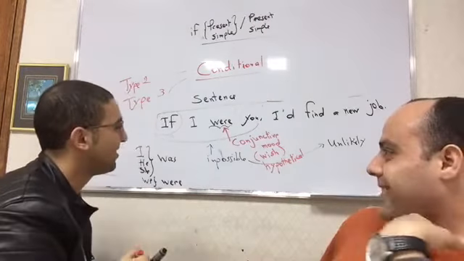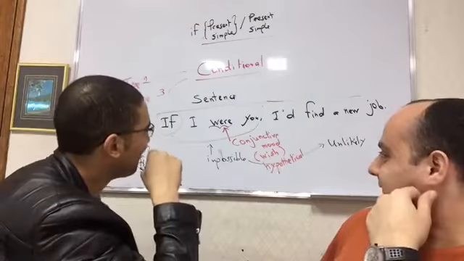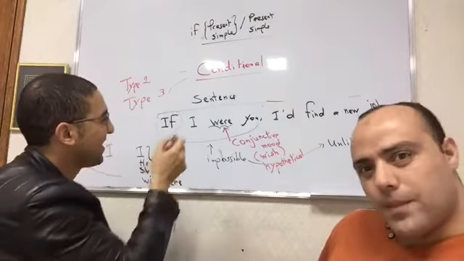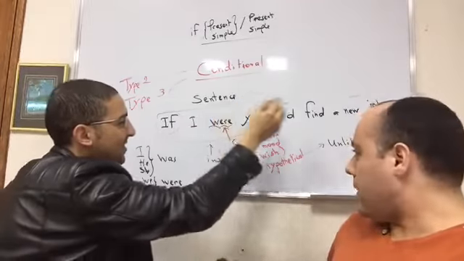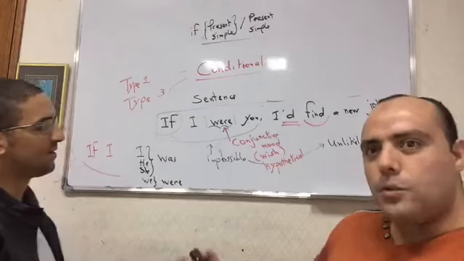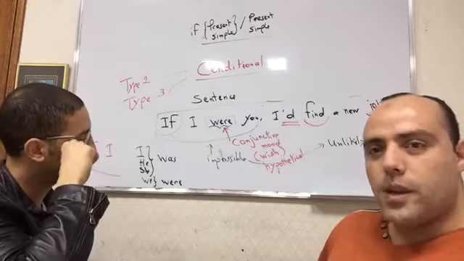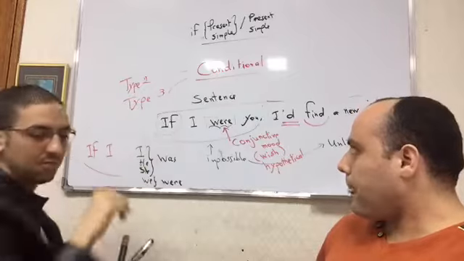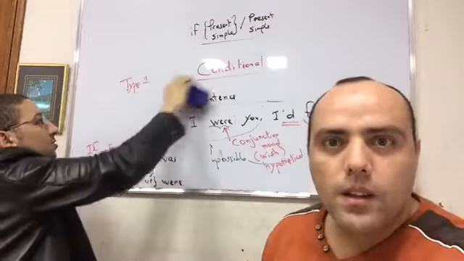Of course, not you, I'm not talking to you, I'm talking about the rich. Hypothetical here means not true, not real. So you're assuming that the situation is not real itself. So this is conditional type 2.